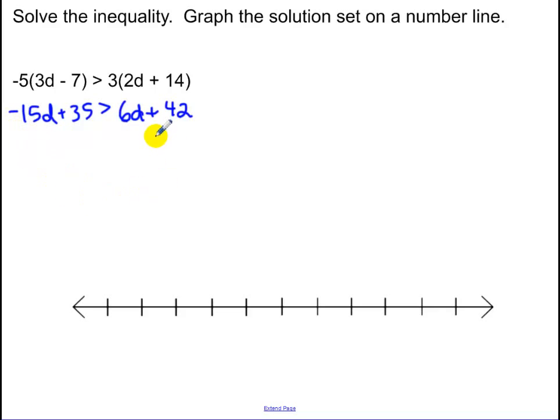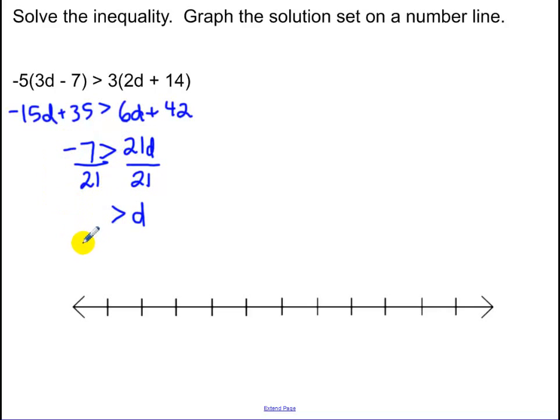Now I'm going to add the 15d to both sides so that my coefficient in front of my variable isn't negative. So if I add 15d to both sides, we get 21d. If I subtract 42 from both sides, we get a negative 7. Now divide by 21. Now be careful here.